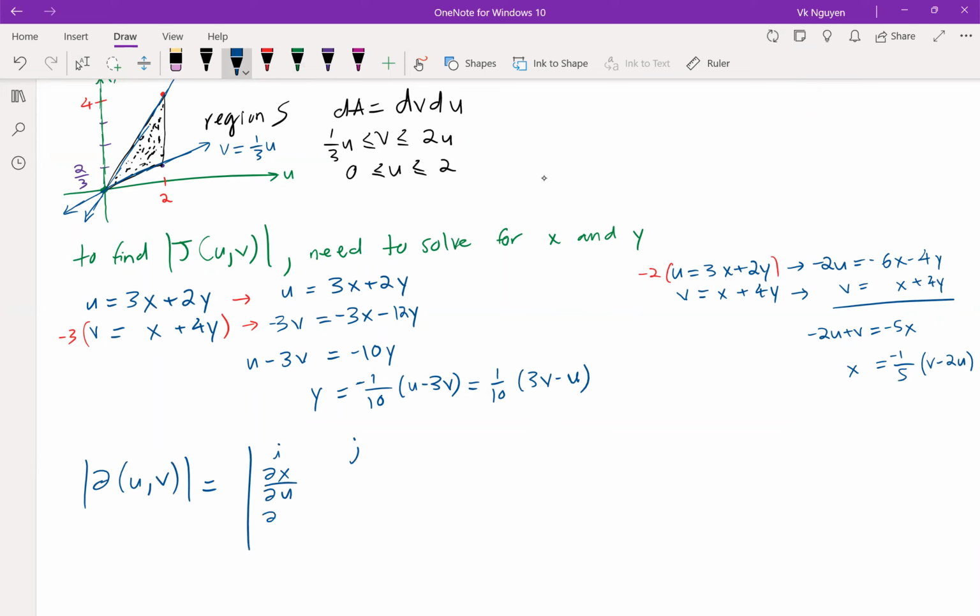U, V, U, V. Okay, x with u. It's negative 2, so 2/5, with v negative 1/5. Oh man, I should have kept it the other way. Okay, so with y it's going to be negative 1/10 and 3/10.